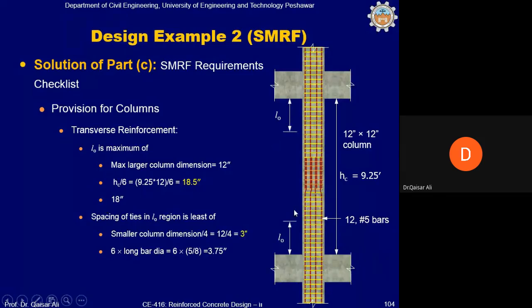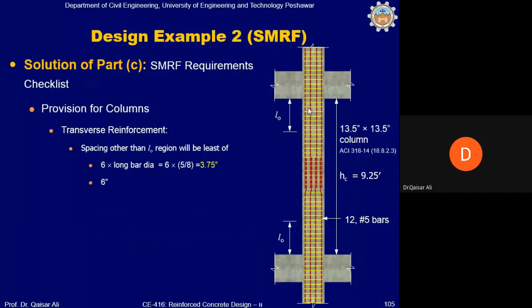So within this 18.5 inch on both sides of the column, top and bottom, the spacing of the ties shall be the least of h1 or h2 divided by 4, so it is 12 divided by 4, and 6 times the longer bar diameter, this is 3.75 inch. Okay, so we'll use 3 inch of spacing within this region. And spacing other than at L0 will be the least of 6 times the longer bar diameter or 6 inch, which is again 3.75 inch.